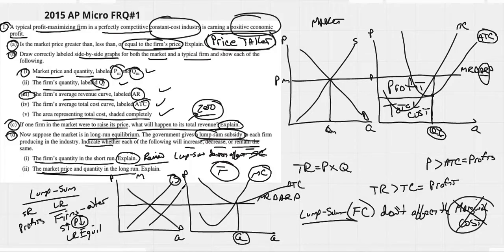We could shift that supply if we had to, right? Showing that quantity increasing and that price going down. The idea is that the quantity would increase and the price would decrease. And we would explain it just with this right here. In the short run, when there's profits due to the lump sums, in the long run, firms would enter, driving down the price and increasing the quantity.